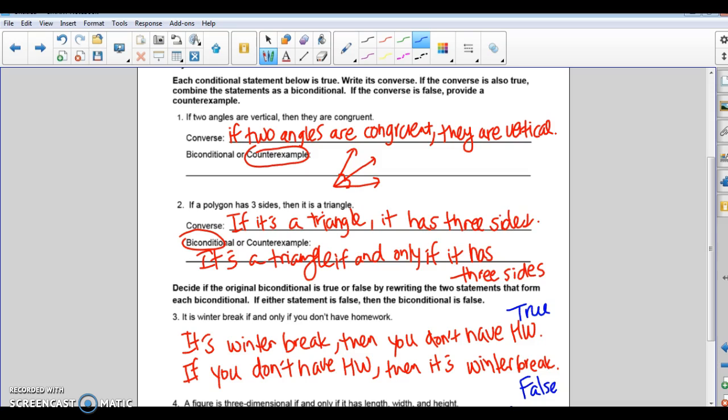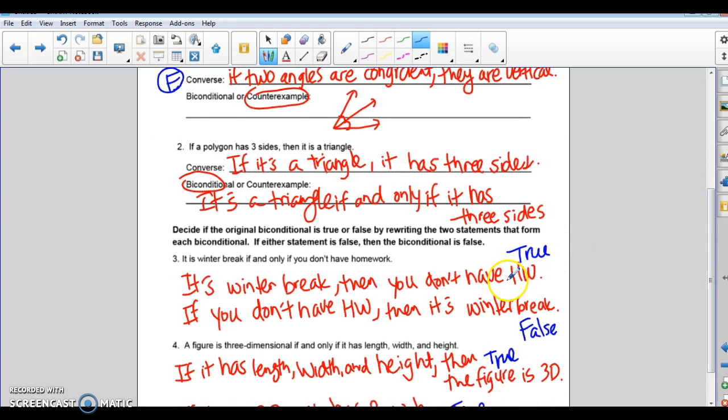Okay, so example 1 was a true statement for the conditional statement, but its converse, if two angles are congruent, then they are vertical, is not true. The converse was false, so you can't make it into a biconditional statement. The counterexample: two angles that are adjacent to each other can still be congruent as long as they have the same measurement, correct? But number 2, its conditional statement and its converse are both true, so we should be able to make it into a biconditional statement.